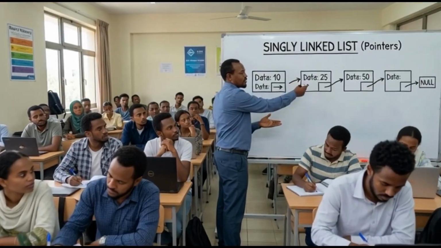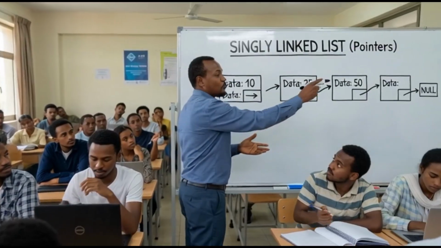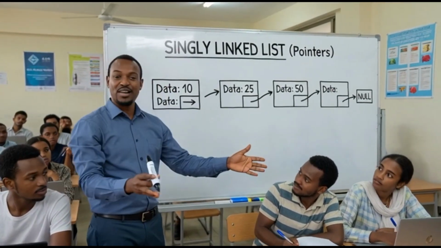We connect 25 to 50. See how the pointer creates the link? And 50 points to null, ending the chain. Any questions on this traversal?